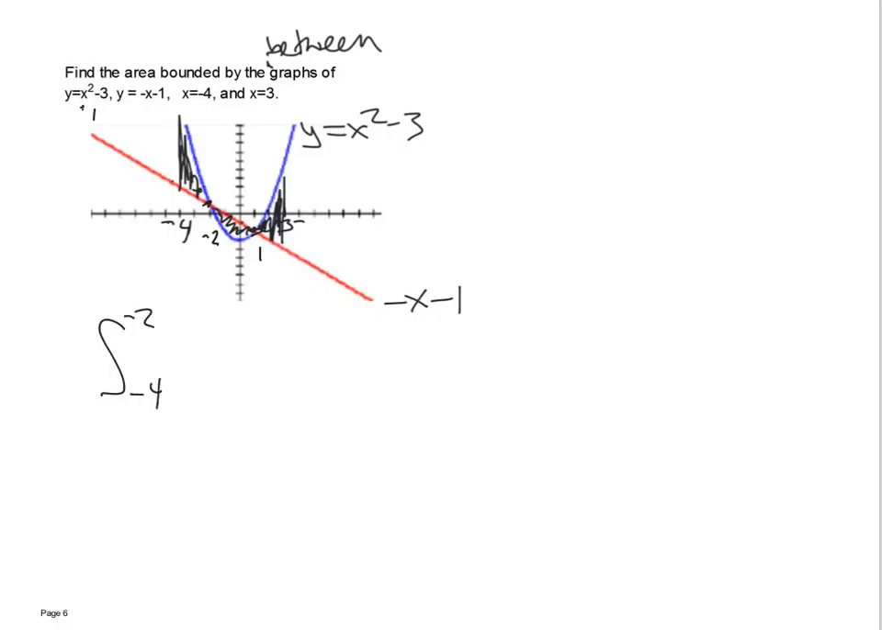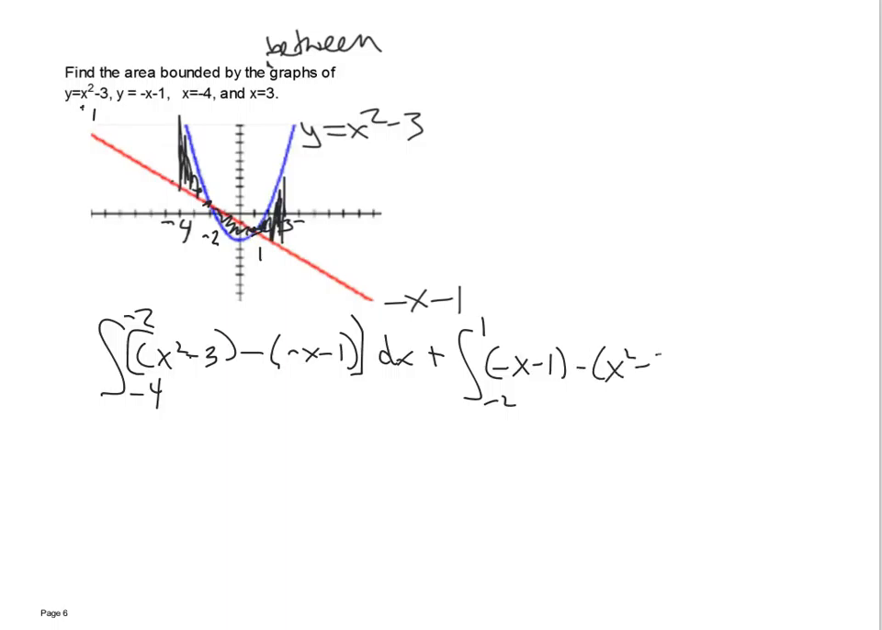Okay, so we're on the first little bit from negative 4 to negative 2 where they intersect. I have my top curve, the parabola x squared minus 3, and then I have to subtract the bottom curve, which is the line, dx. And then I have another area, but now it switches. So from negative 2 to 1, the top curve is actually negative x minus 1, and my bottom curve is x squared minus 3.